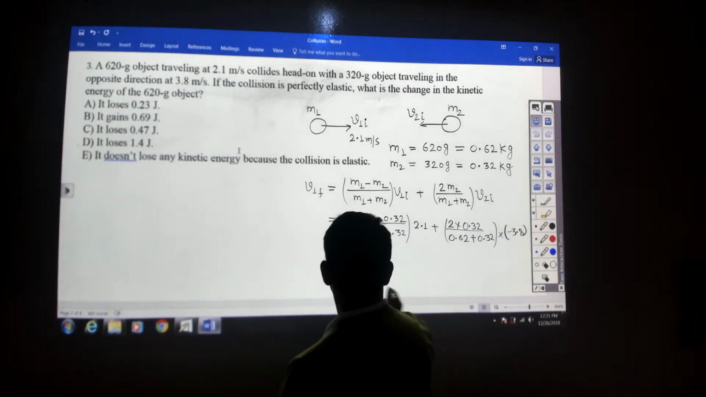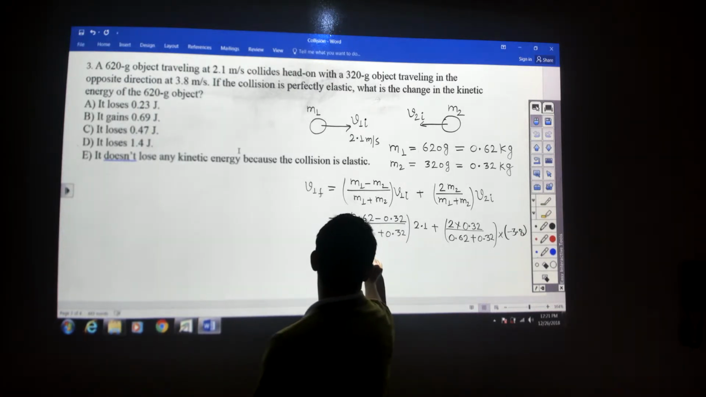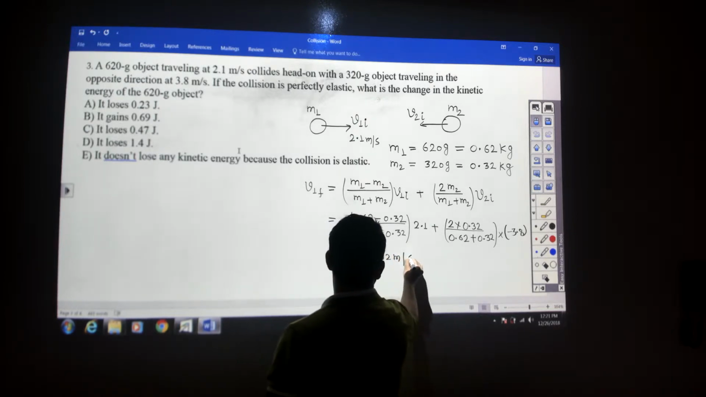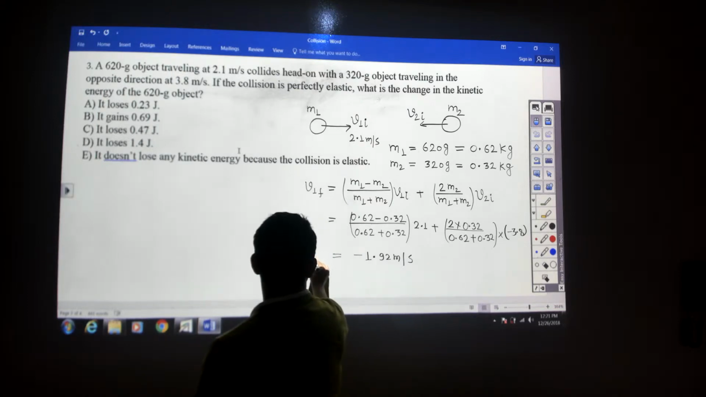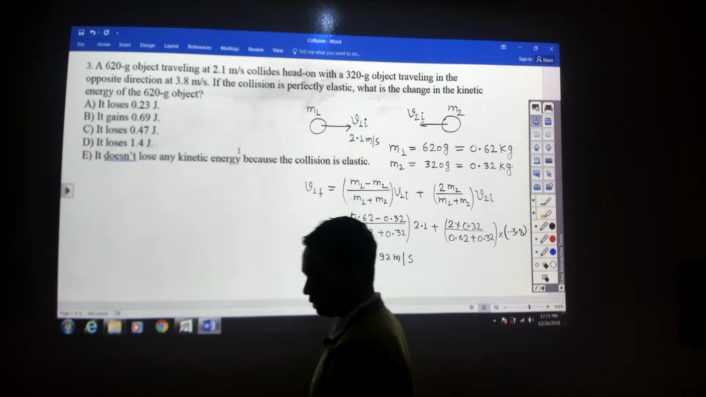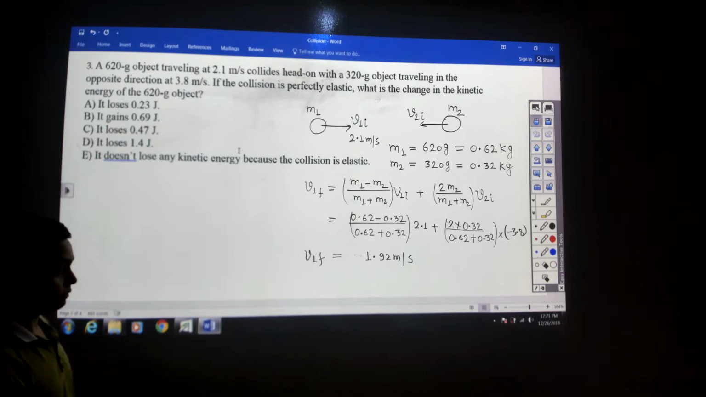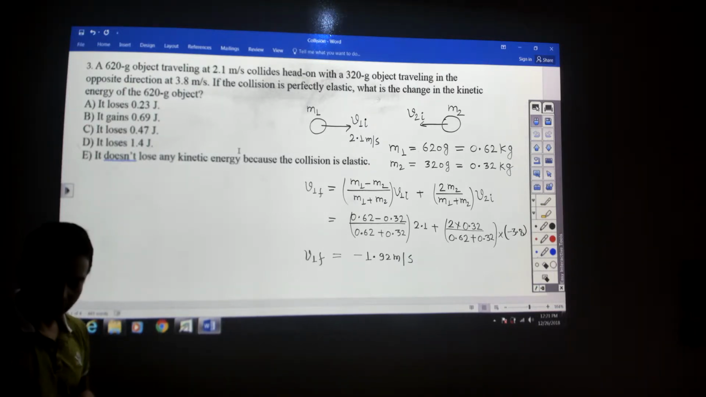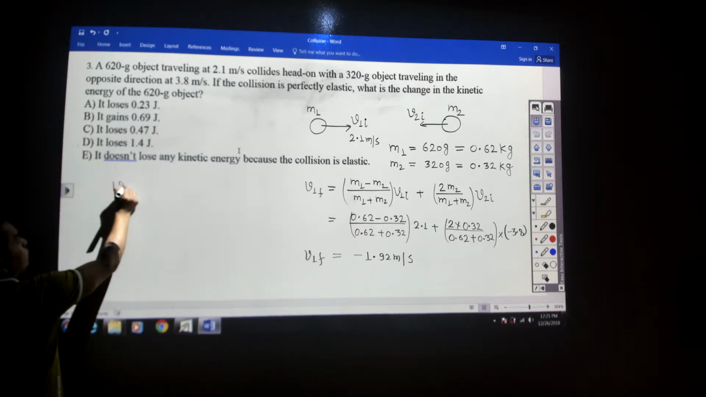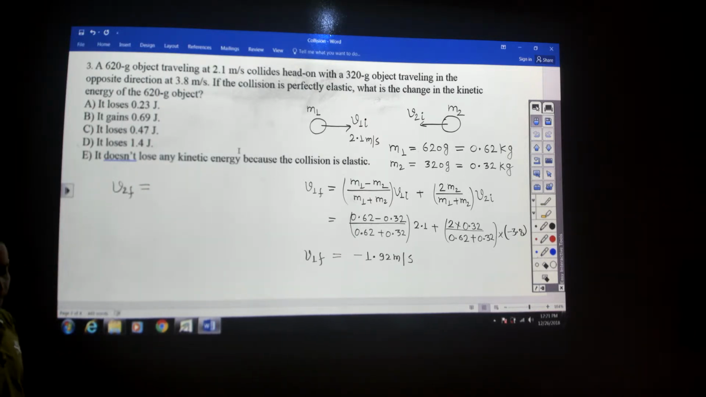Once you plug in all the numbers, the answer you will get is negative 1.92 meter per second. This is the final velocity for the first object. You do not need to calculate the final velocity of the second, but I'm doing it anyway.